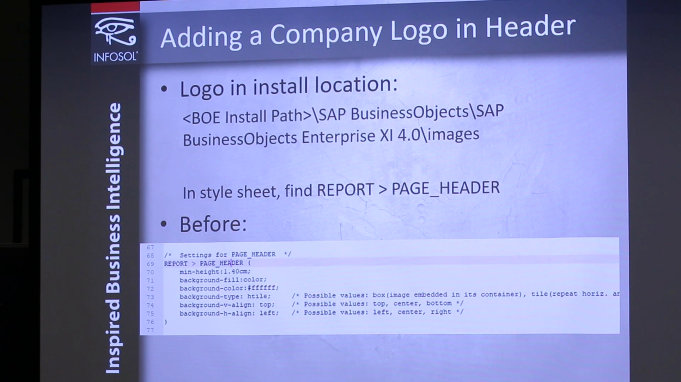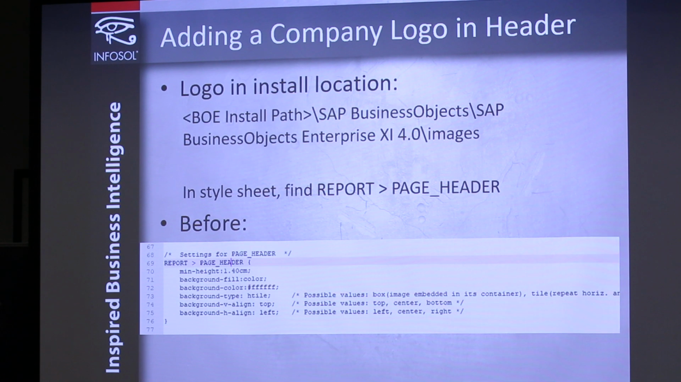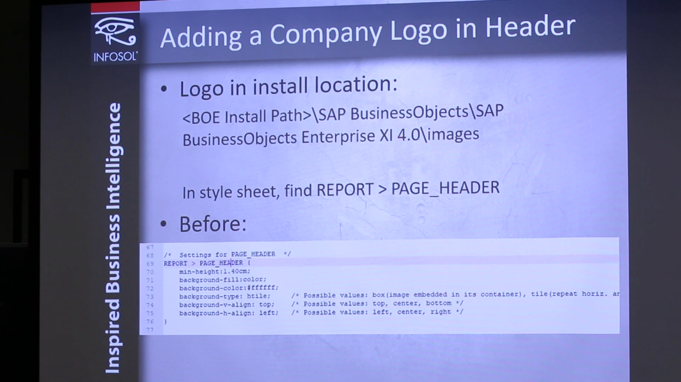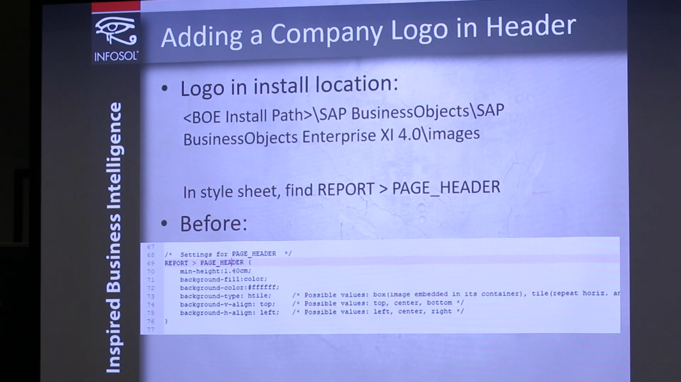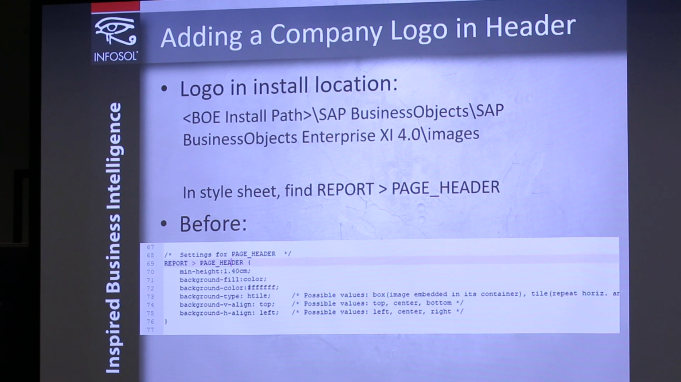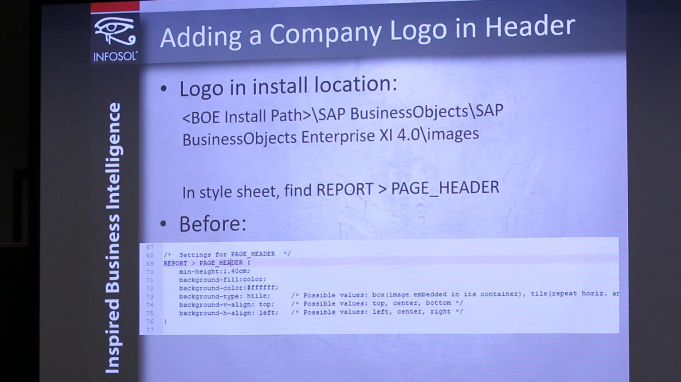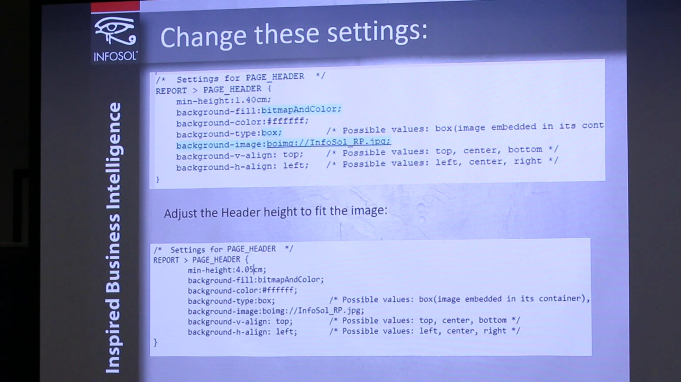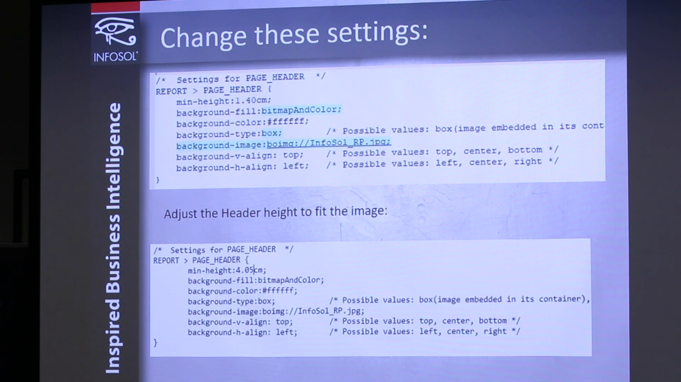H tile, which is horizontal tile, which if you didn't change that particular setting, it means it would repeat this logo across your header all the way, depending on the size of that logo. So by adding a box, that's just a container for the logo. And then the last part was that location and the name of the file. So I added that in there.